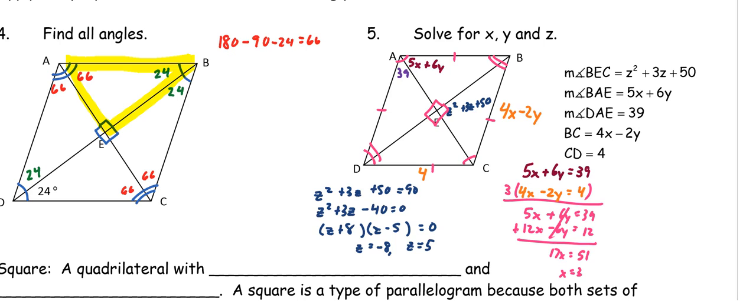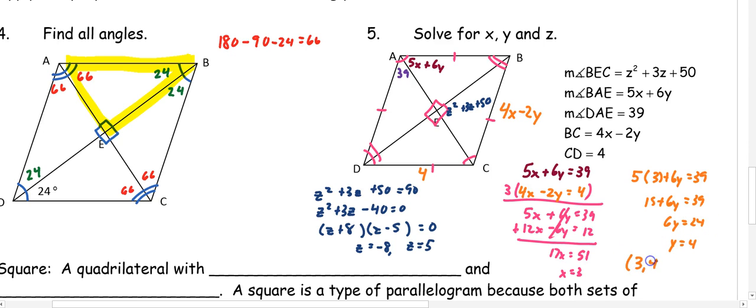Once we know x is 3, we have to go back and substitute. So I'm going to pick the first equation this time, and I'm going to do 5 times 3 plus 6y equals 39. 5 times 3 is 15, plus 6y equals 39. 6y equals 24. So y is 4. So my ordered pair would be 3, 4.